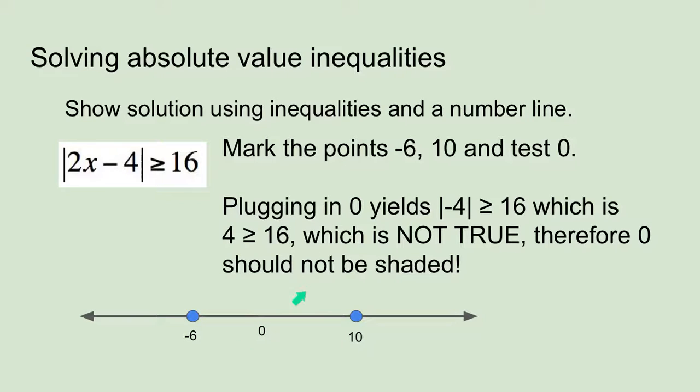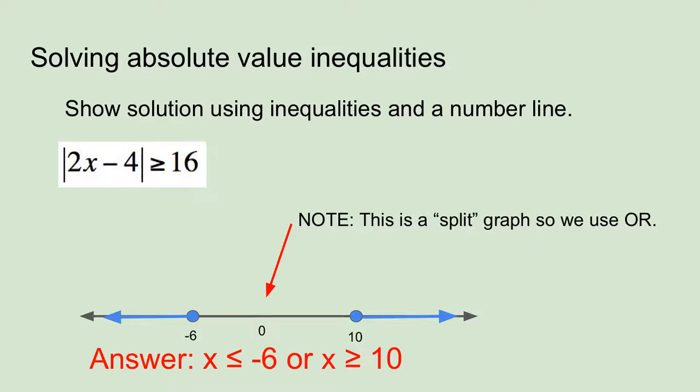Your only choices are shading between the 2 points or shading on the outsides of those 2 points. So you'll notice there is no shading here. We are closed circle because it was greater than or equal to up here in the problem. So I close this circle in and I shade away from 0. Now you'll notice this is a split graph. And when we have a split graph, that's when you use the word or, because we're either this direction or this direction, and we need to put that word in between, and then these symbols match which way you're shading.